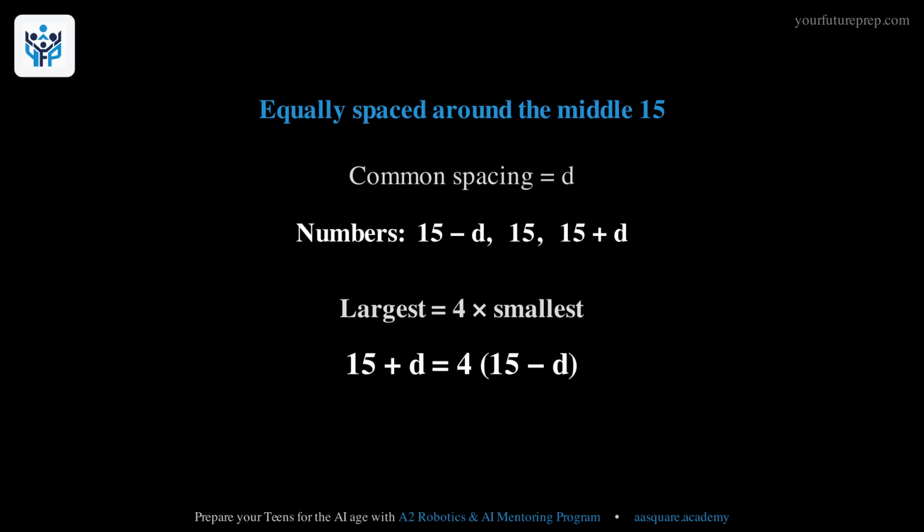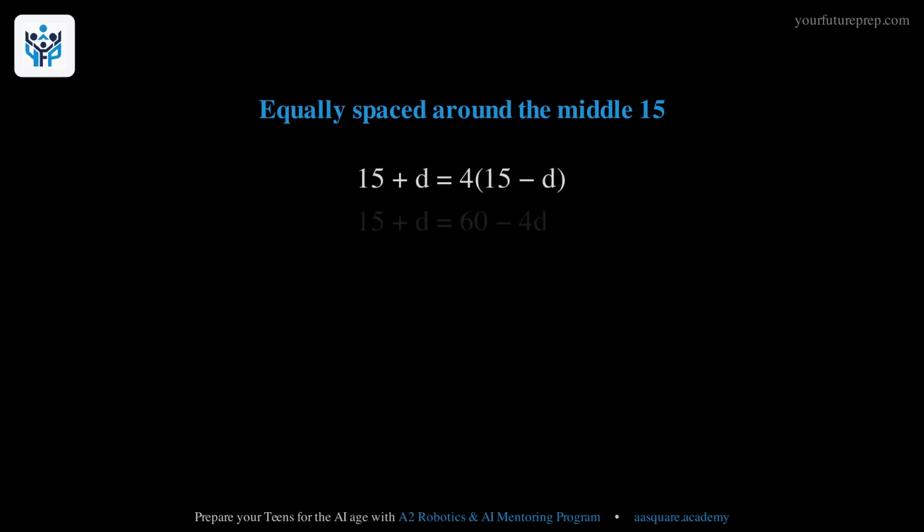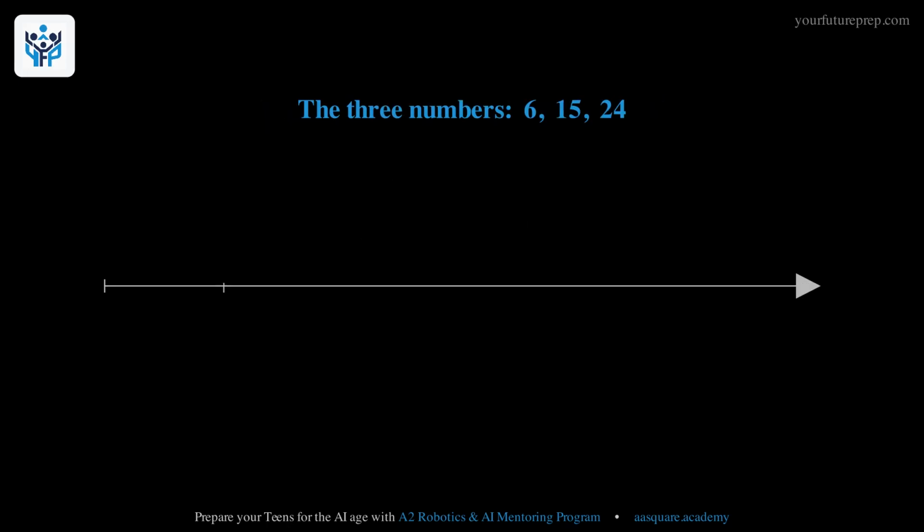(15 minus d). Expanding the right side gives 60 minus 4d. Adding 4d to both sides and subtracting 15 gives 5d equals 45. So d equals 9. The smallest number is 15 minus 9, which is 6.